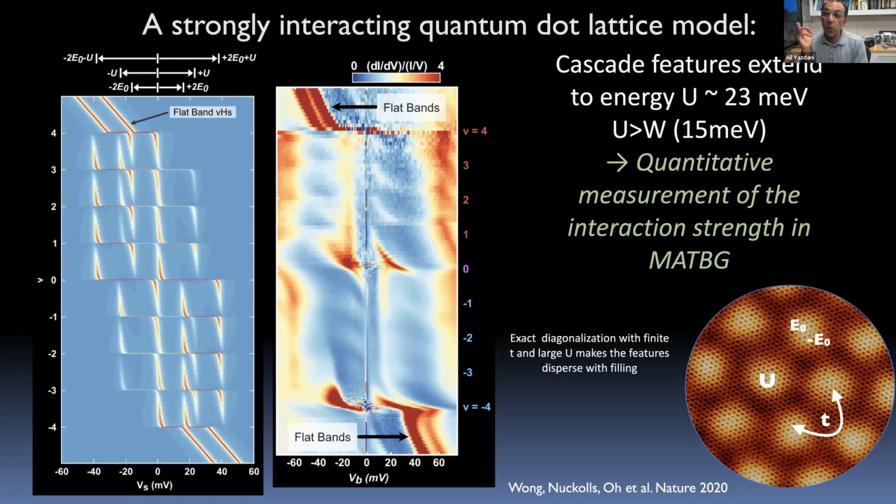What's important about this is that this number is larger than the bandwidth of the electrons in this flat band. What that means is that when you partially fill these flat bands, the interaction between the electrons is larger than the bandwidth. So there can be a lot of reshuffling of the electronic spectral weight and the properties of the system. It makes this a very highly interacting electronic system where the bandwidth is smaller than the interaction between the electrons.